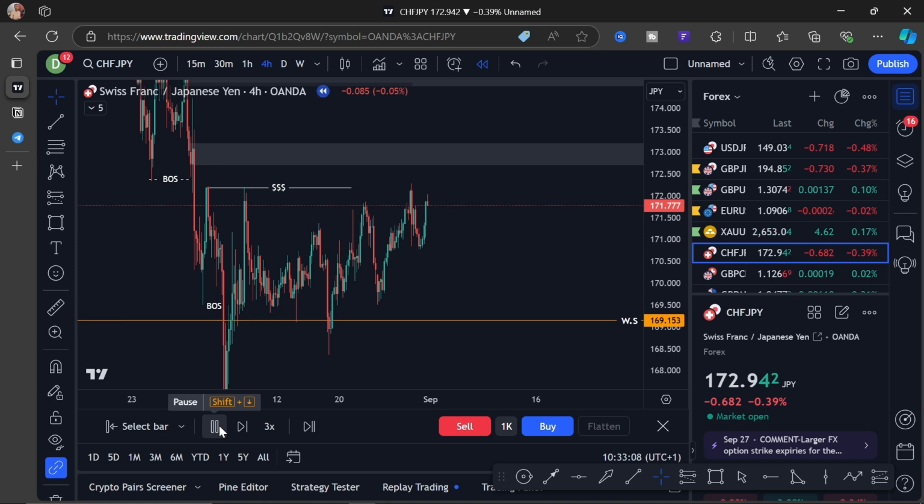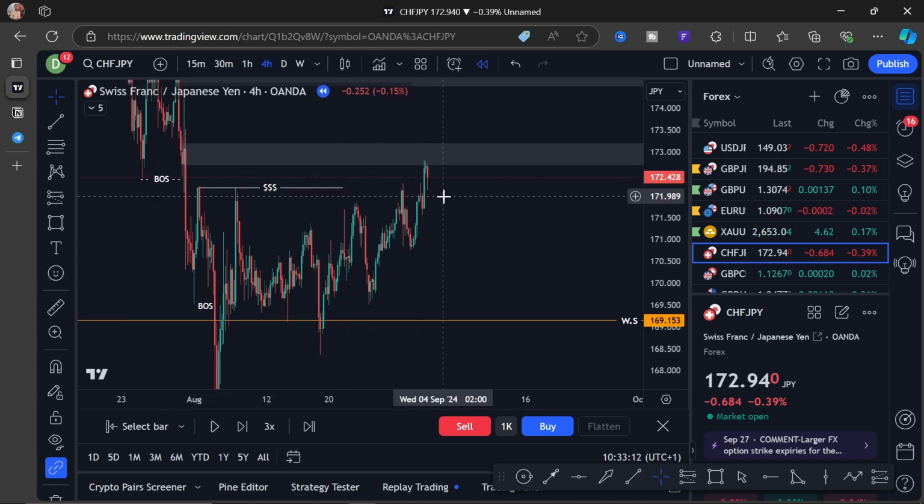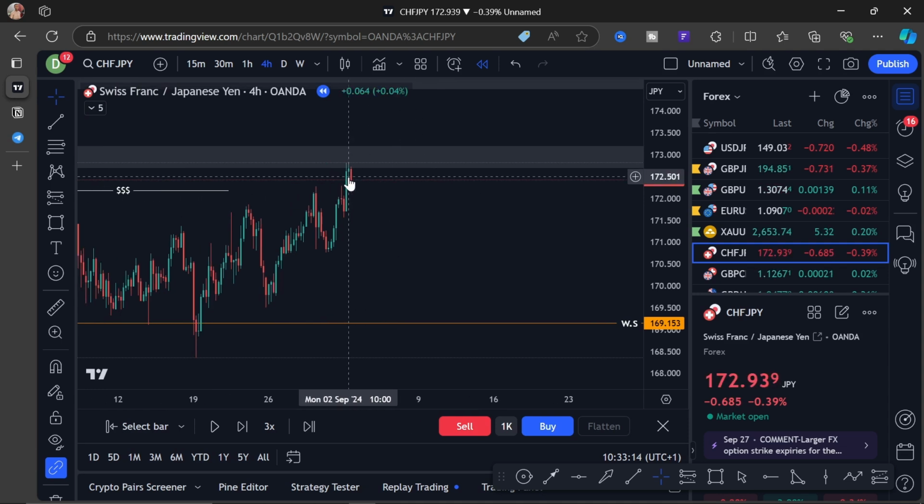So as you can see, the market comes, okay, it eventually taps into it here. As you can see at this point here, the market just tapped into it.